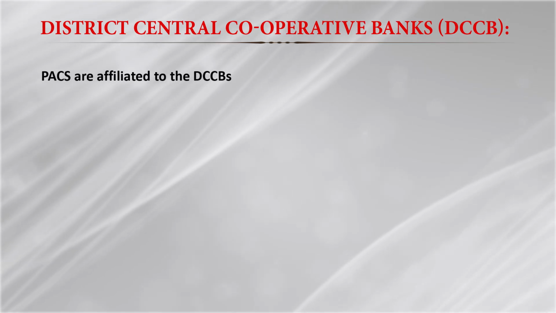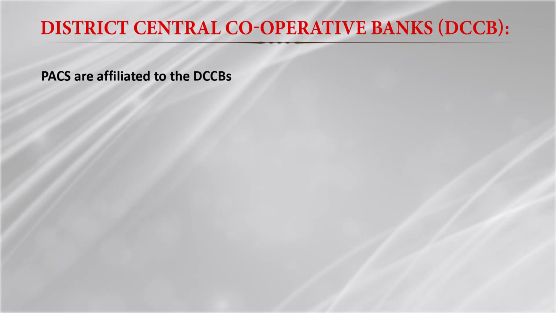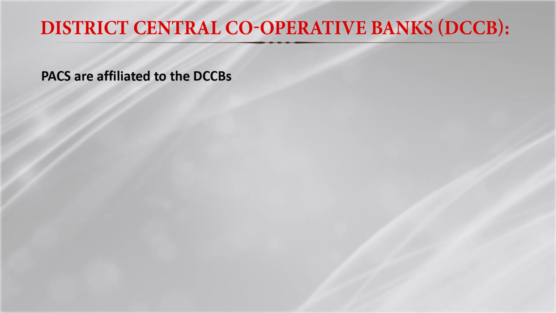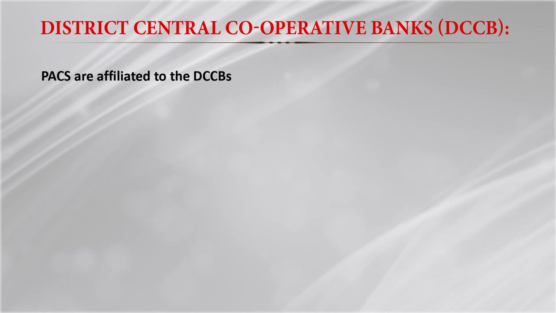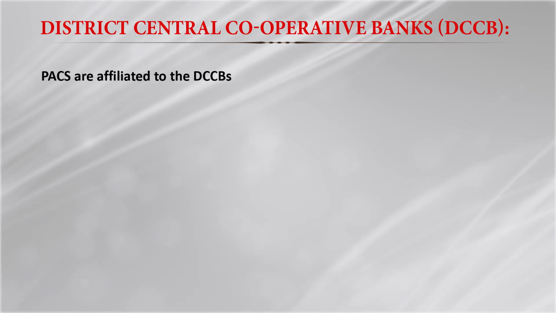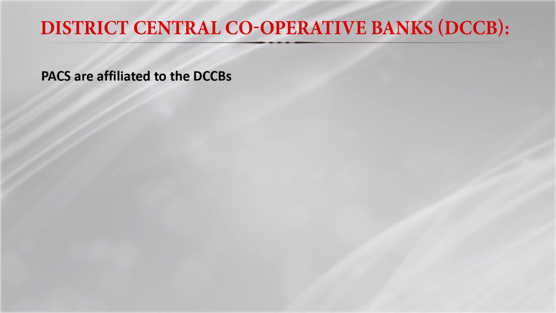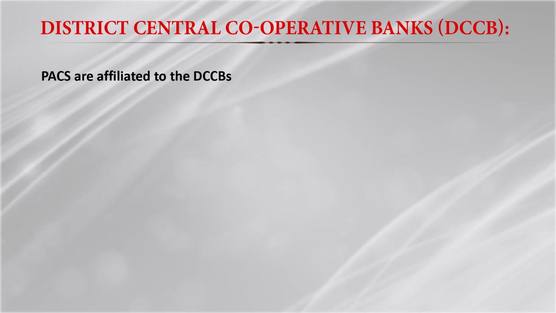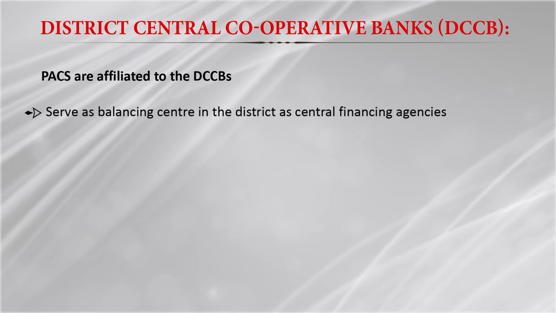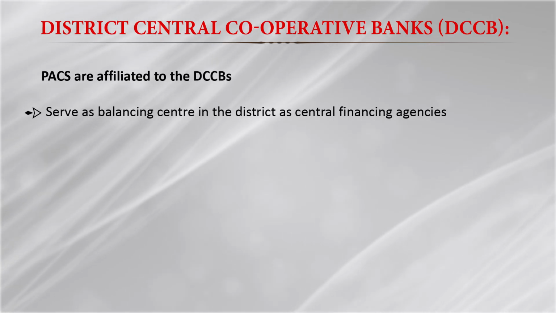Now we will move to the district central cooperative banks, DCCB, and basically all the primary agriculture credit cooperative societies are affiliated to the district central cooperative banks. Basically these are a liaison between the primary level credit cooperative societies and the state cooperative banks. So they are in between, and they coordinate the activities of the primary agriculture credit cooperative societies. They guide them. They basically serve as a balancing center in the district, as a central financing agency. So they provide loans to the primary agriculture societies.